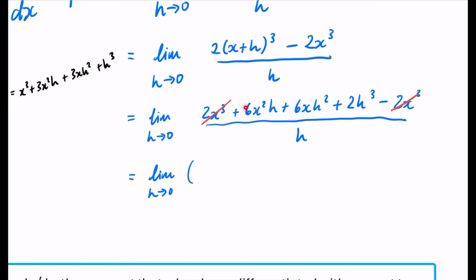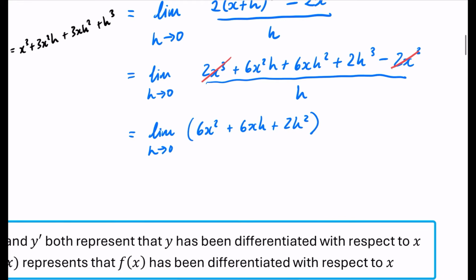So I'll do the 6x squared h divided by h, which is just 6x squared. And then for the next one, it will just be a 6xh. And for the last part, it will be a 2h squared. Now we've got to this stage where we no longer have h in the denominator. We can actually just essentially substitute in h equals 0. And I'm just going to jot down what actually happens here.